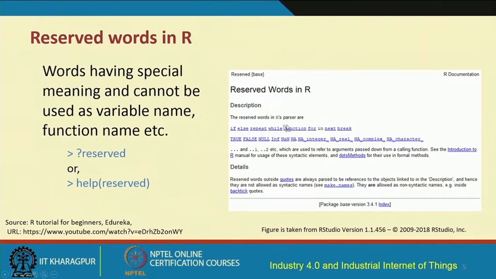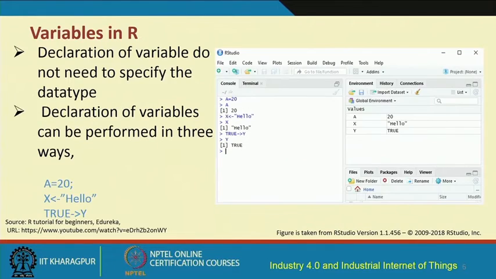These reserved words are like if, else, repeat, while, function, for, next, break, TRUE, FALSE, etc. Their corresponding details are also available. So, if you just type this reserved in the R Studio, you will be able to see this. Then what is a variable?